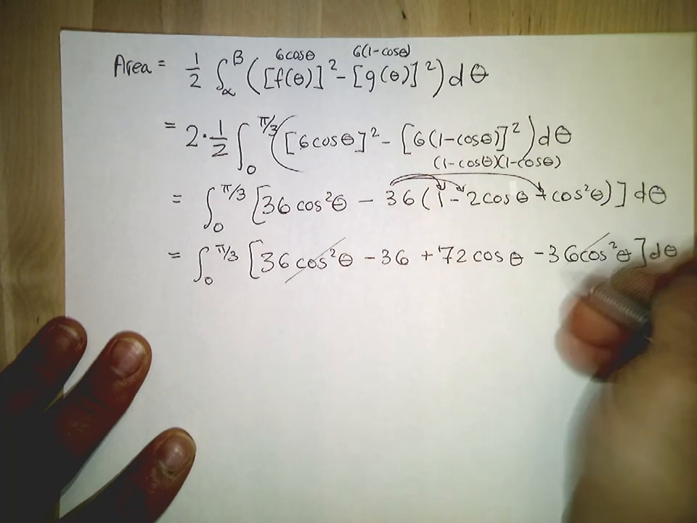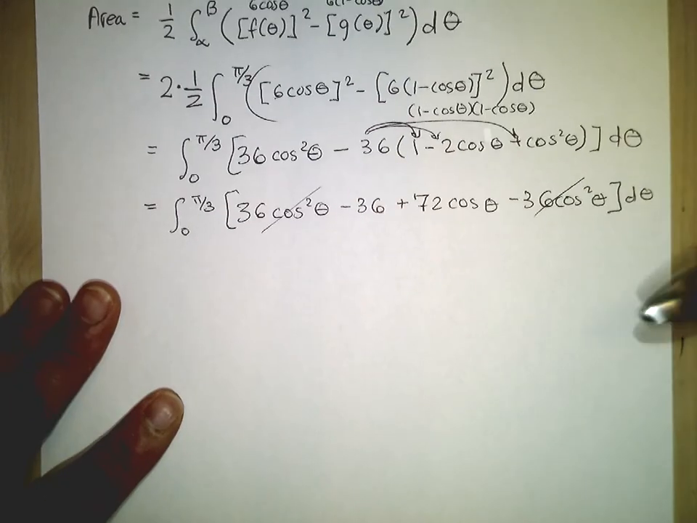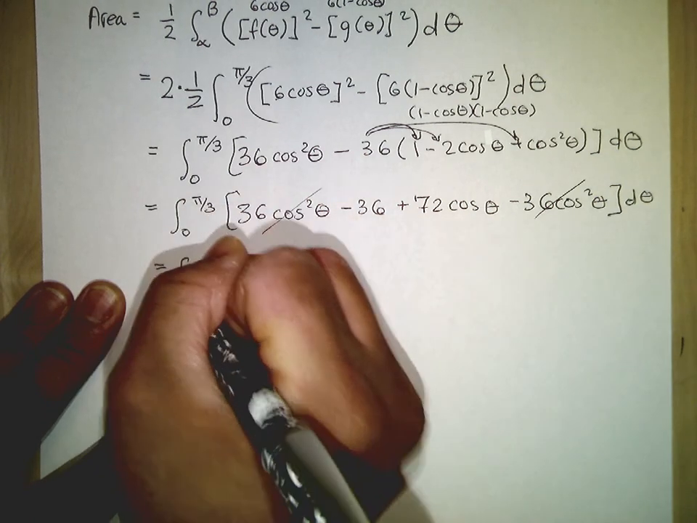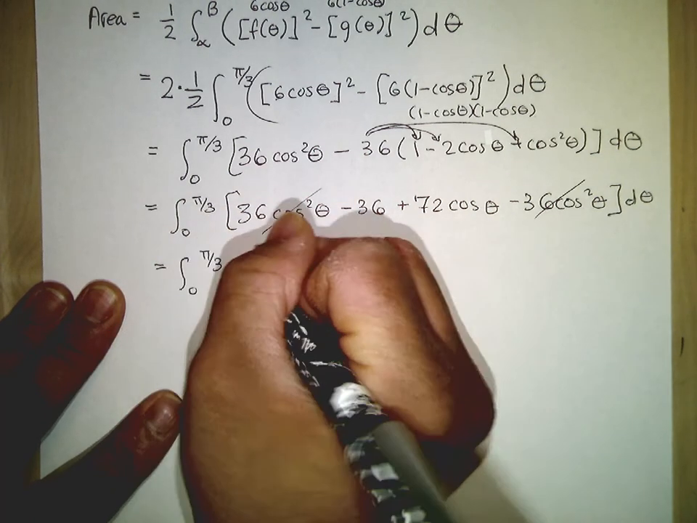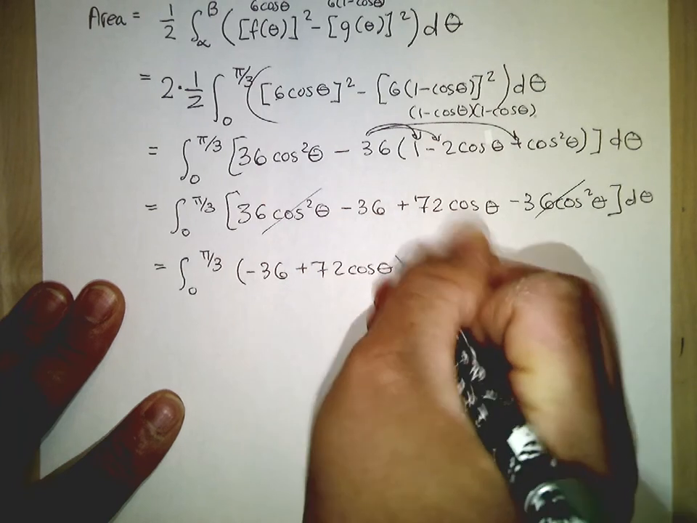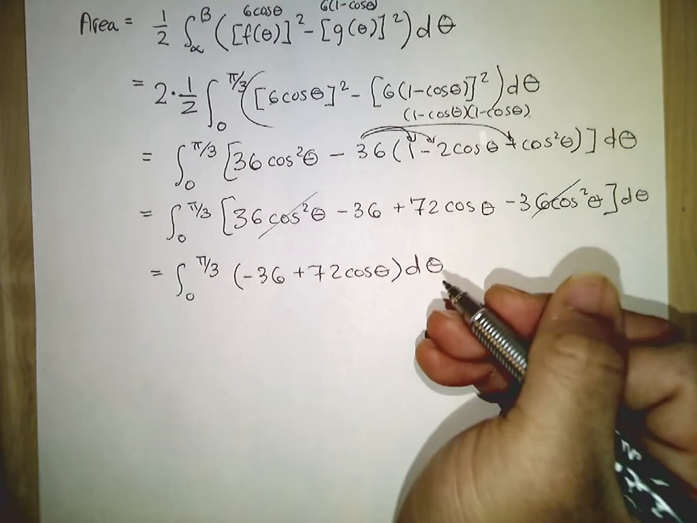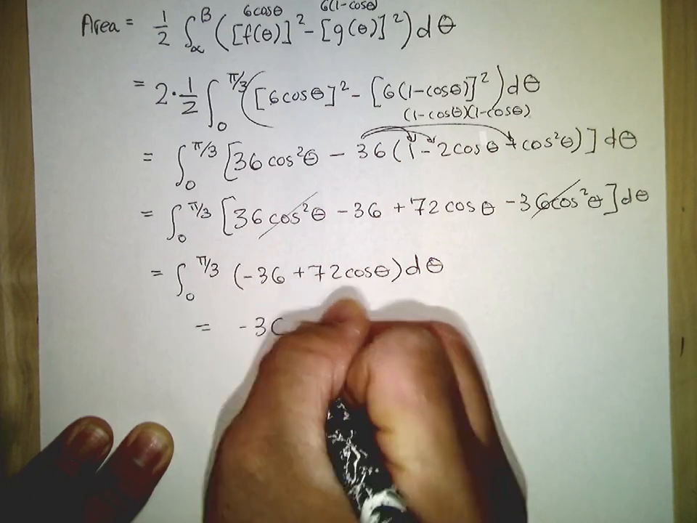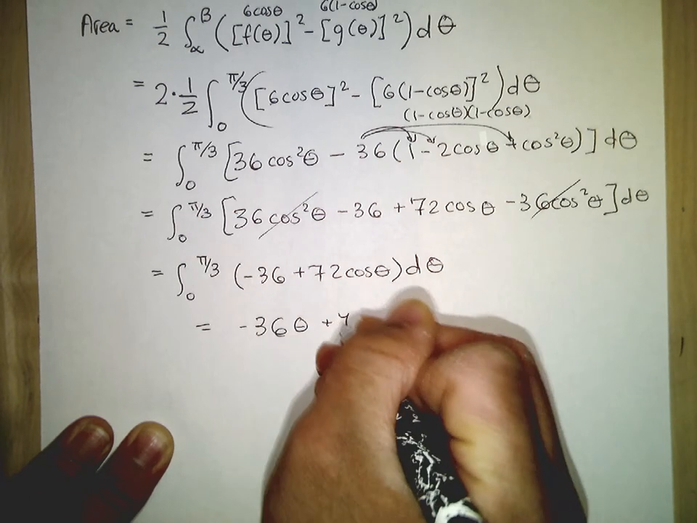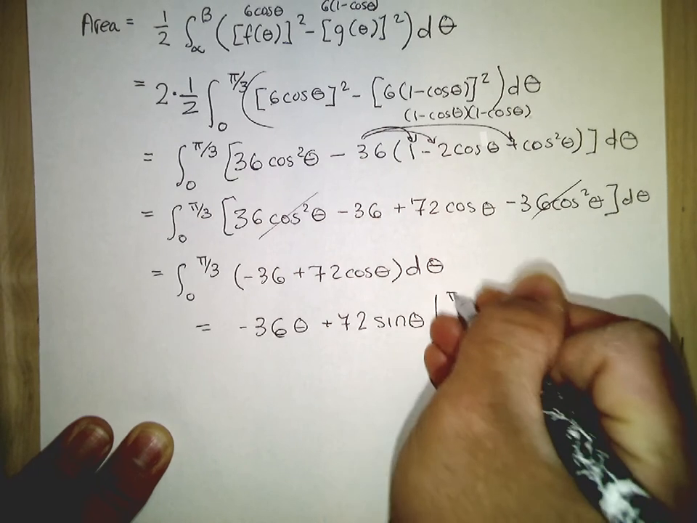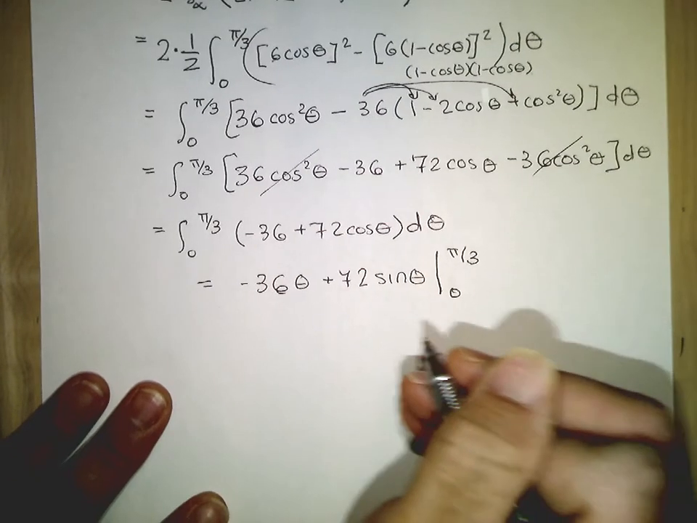Now 36 squared cosine squared theta is 0 out. So we have the integral from 0 to pi over 3 of negative 36 plus 72 cosine of theta d theta. Now we just find the integral. So this will be negative 36 theta plus 72 sine of theta, evaluated from 0 to pi over 3.